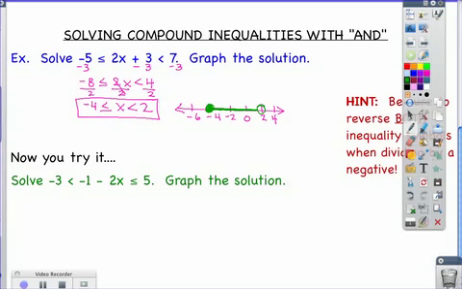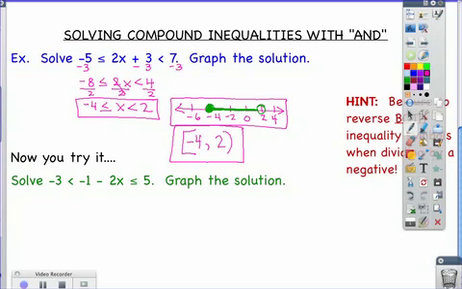For this example, our goal is to get x by itself. So we have to get rid of the negative 1 and by multiplying by negative 2. To cancel out negative 1, we add 1 to all 3 parts. So I'm left with negative 2 is less than negative 2x, which is less than or equal to 6. Now I can divide each side by negative 2. By dividing by a negative, I have to remember to reverse the inequality symbols.